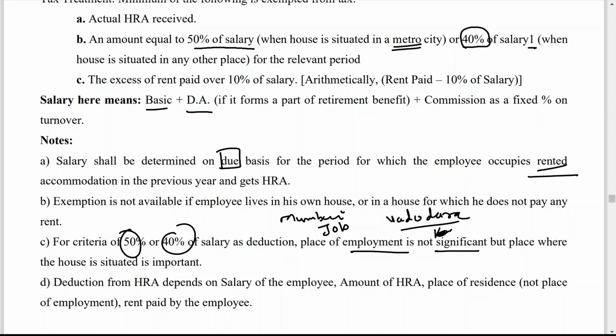So here it is clearly written, for the criteria of 50% or 40% of salary as a deduction, place of employment, that is place of employment in this case is Mumbai, is not significant. But place where the house is situated is important. That means house is situated in Vadodara. So that is why in this case you have to take 40% of salary. So 40% of salary you have to take in this case. Same way, you can identify different cases.